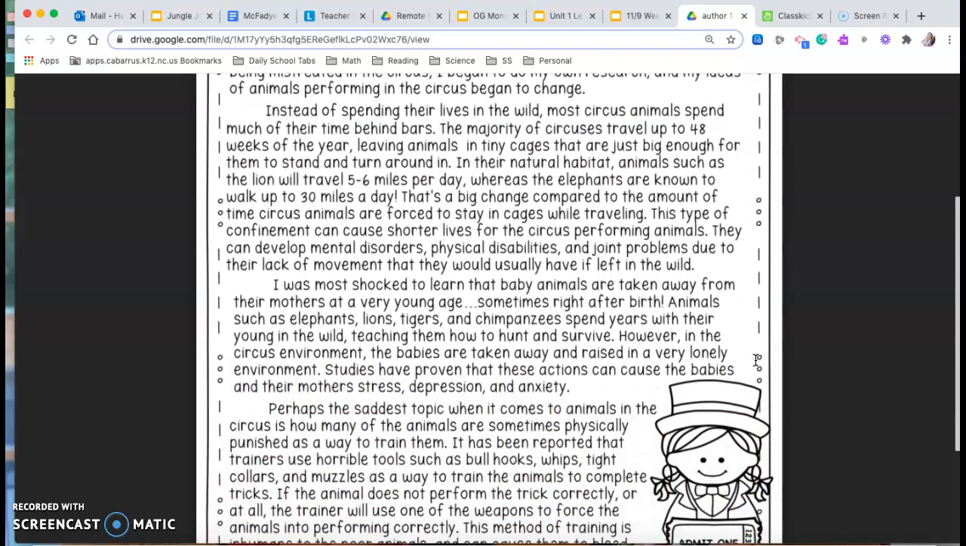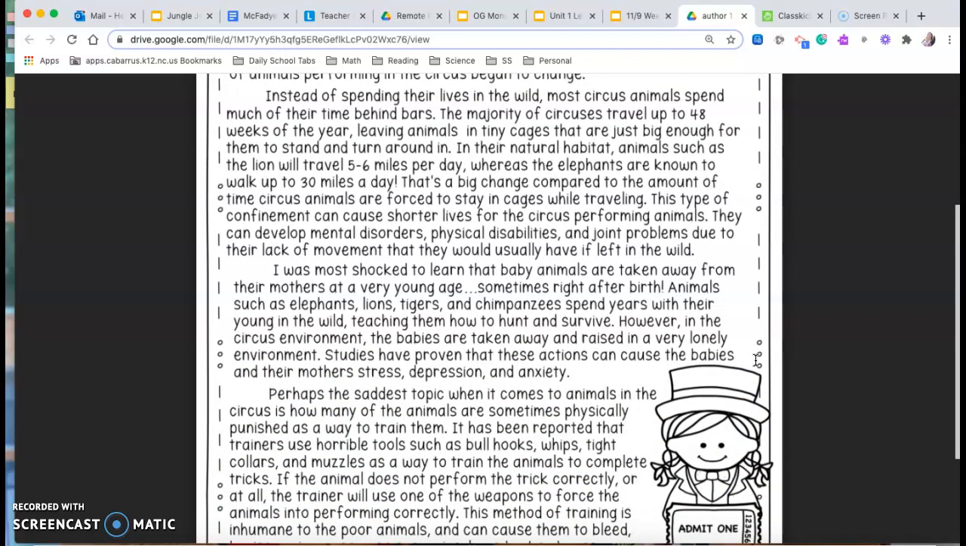Instead of spending their lives in the wild, most circus animals spend much of their time behind bars. The majority of circuses travel up to 48 weeks of the year, leaving animals in tiny cages that are just big enough for them to stand and turn around in. In their natural habitat, animals such as the lion will travel 5 to 6 miles per day, whereas the elephants are known to walk up to 30 miles a day. That's a big change compared to the amount of time circus animals are forced to stay in cages while traveling.